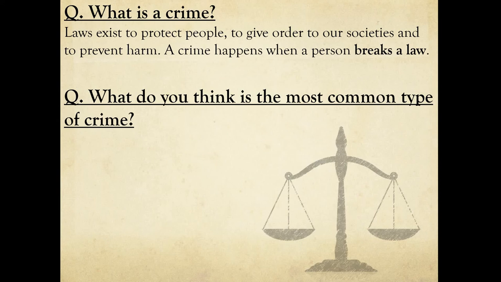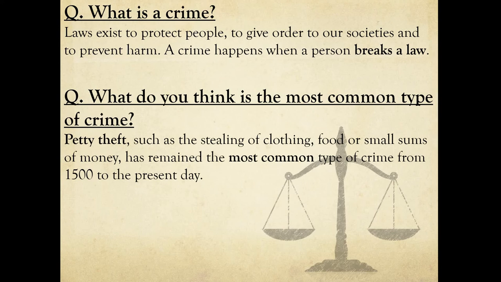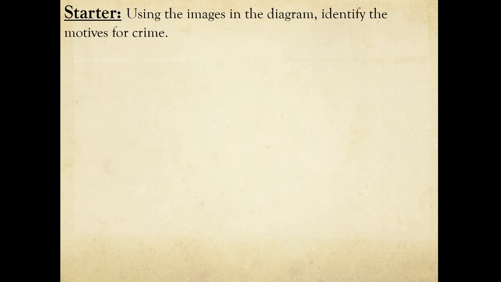So, when a person breaks the laws that we've established in society to try and protect people from harm, that is called a crime. Petty theft, like the stealing of clothing, food, or small sums of money, has remained the most common type of crime from 1500 to the present day. So petty theft, stealing small food, small sums of money, has actually been the crime committed by most people from 1500 and is still in 2022 the most common type of crime.